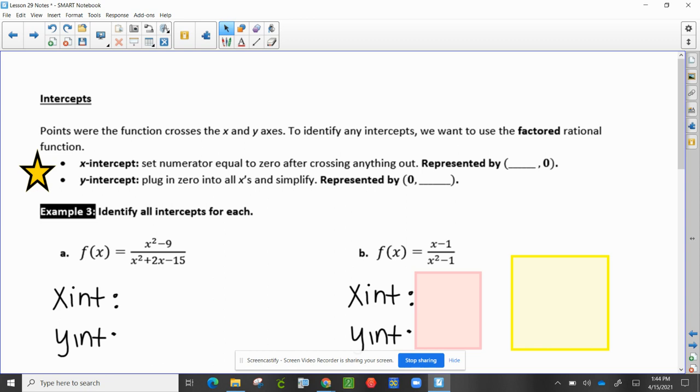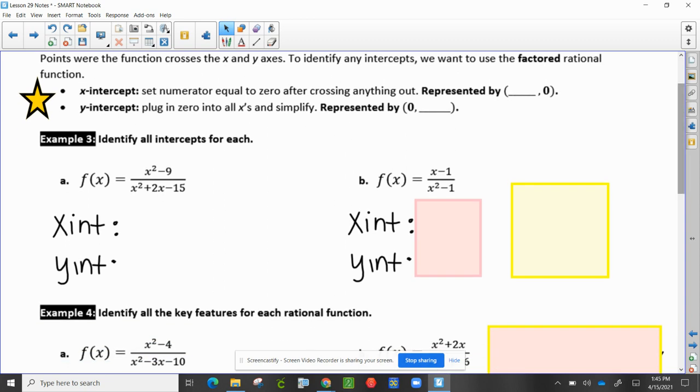Okay, so the x-intercept you're going to find by setting your numerator equal to 0, okay, after crossing anything out. Okay, so you would set your numerator equal to 0 after it's all simplified. Okay, you find the y-intercept by plugging in 0 for all x's and simplifying. Now, an x-intercept would always be your number, comma 0. A y-intercept is always 0, comma the number, right?